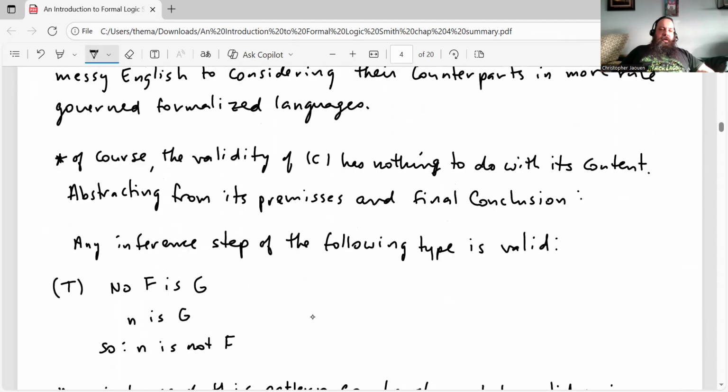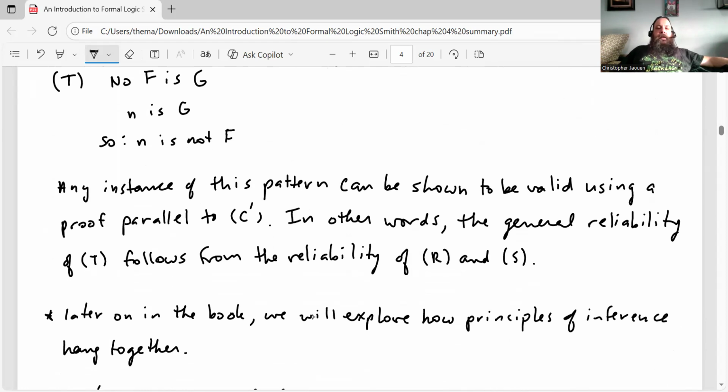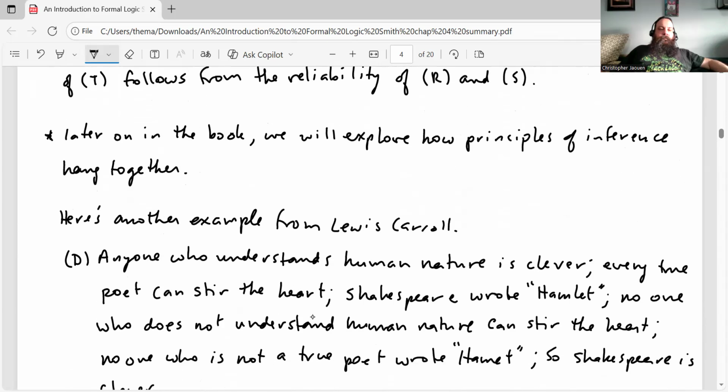So this type that the author calls T is valid. No F is G. N is G, so N is not F. Any inference of this pattern can be shown to be valid using a proof parallel to C prime. In other words, the general reliability of T follows from the reliability of R and S. And the author says later on in the book, we'll explore how principles of inference hang together.